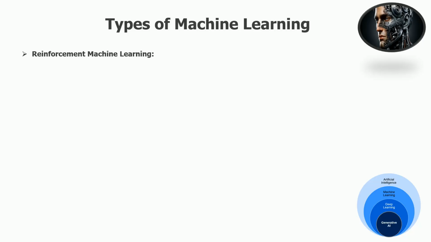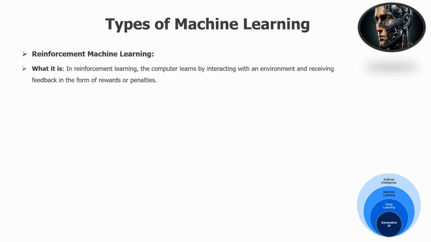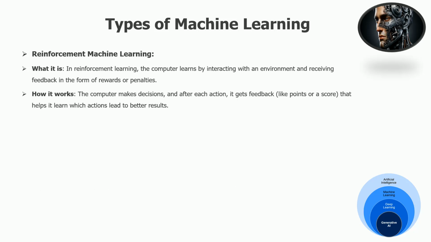Hello everyone. In this lecture, I will discuss another type of machine learning, that is reinforcement machine learning. In reinforcement learning, the computer learns by interacting with an environment and receiving feedback in the form of rewards or penalties. So how does it work? The computer makes decisions, and after each decision, it gets feedback like points or a score that helps it learn which actions lead to better results.